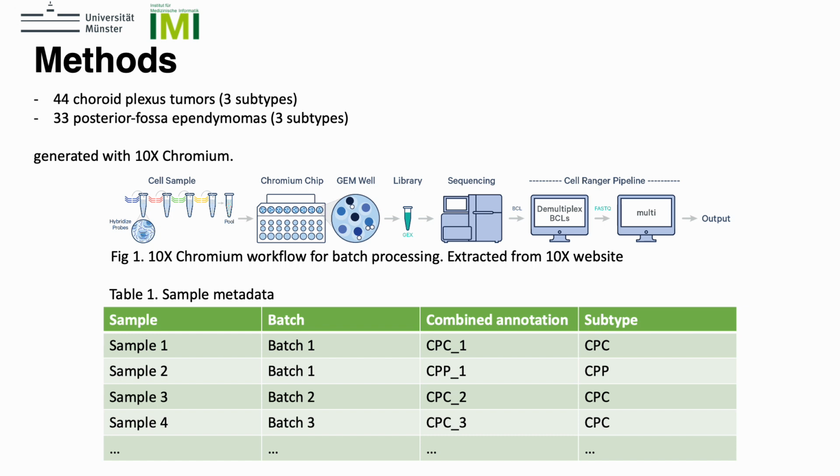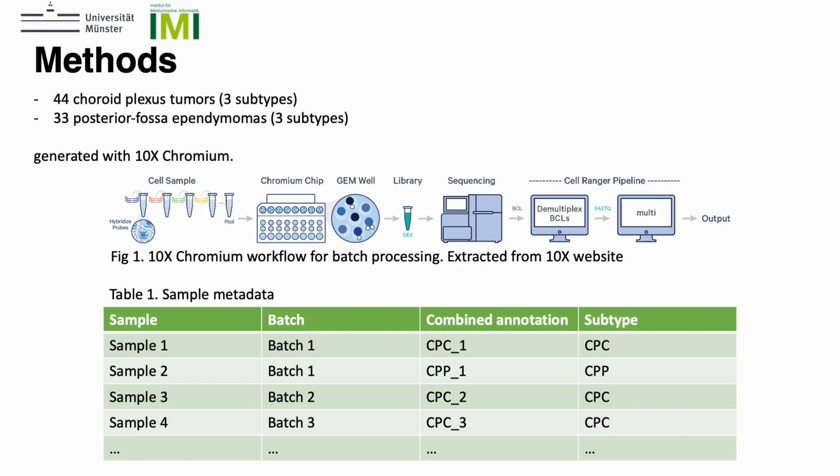For this comparison, we performed fixed RNA profiling using the 10x Chromium technology. We sequenced 44 choroid plexus tumor samples and 33 posterior fossa ependymoma samples. Each of the datasets contains 3 subtypes.